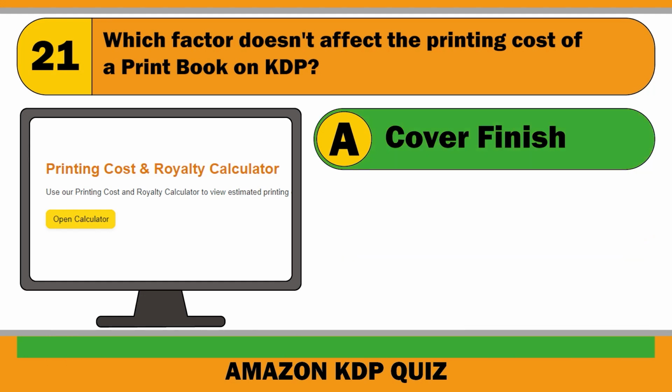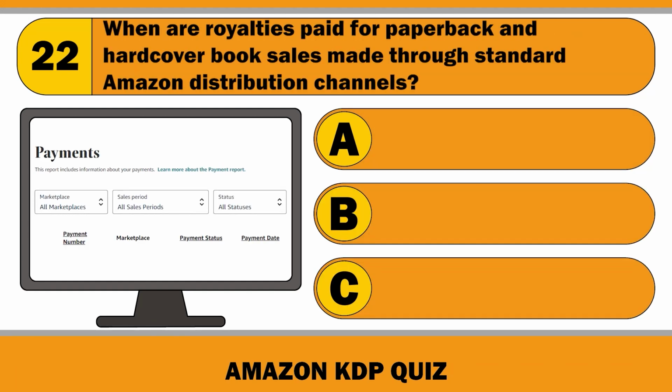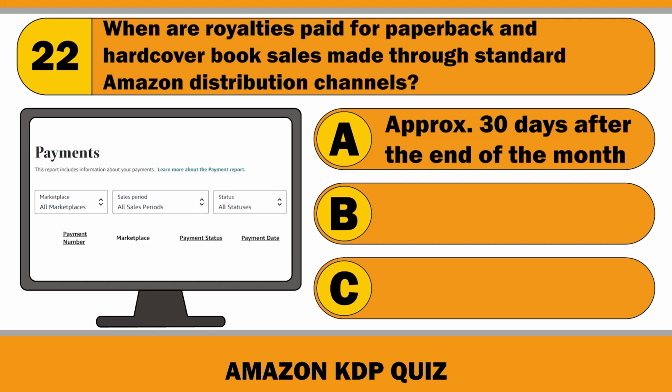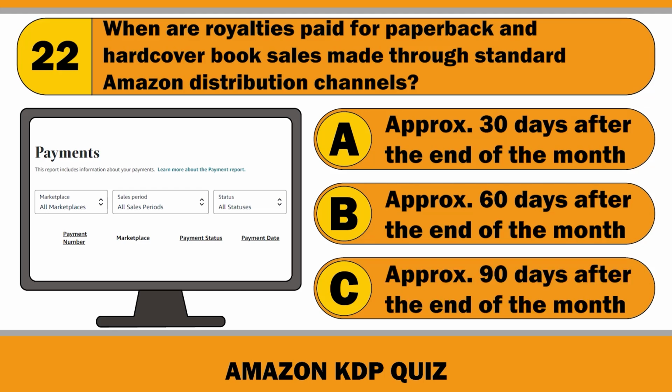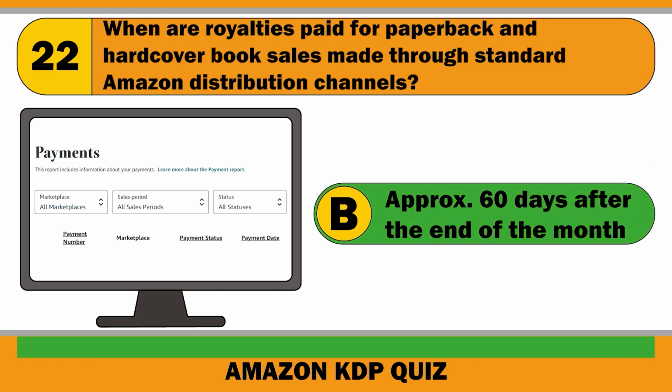The correct answer is option A, cover finish. When are royalties paid for paperback and hardcover book sales made through standard Amazon distribution channels? Are they paid approximately 30 days after the end of the calendar month, approximately 60 days after the end of the calendar month, or approximately 90 days after the end of the calendar month? And the correct answer here is option B.